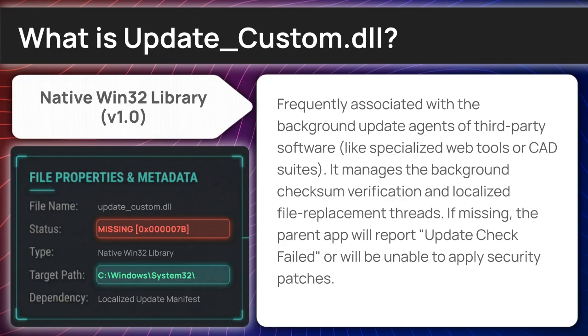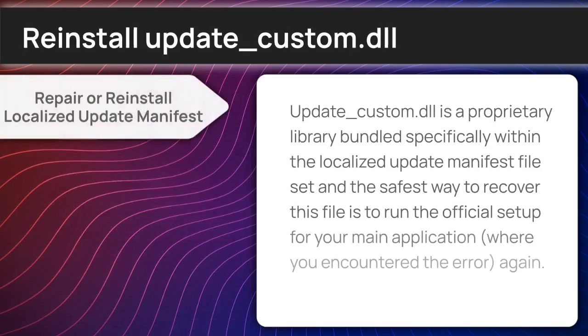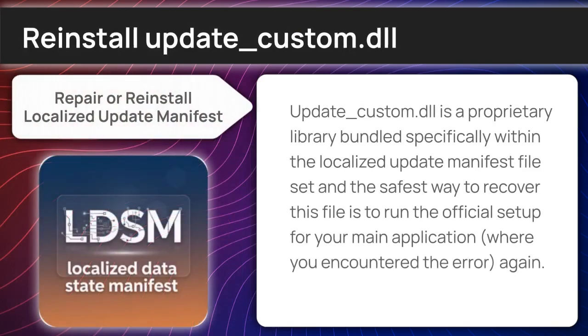Now that the technicals are covered, let's run the official installer. Update Custom is a proprietary library bundled specifically within the Localized Update Manifest file set, and the safest way to recover this file is to run the official setup for your main application, where you encountered the error again.